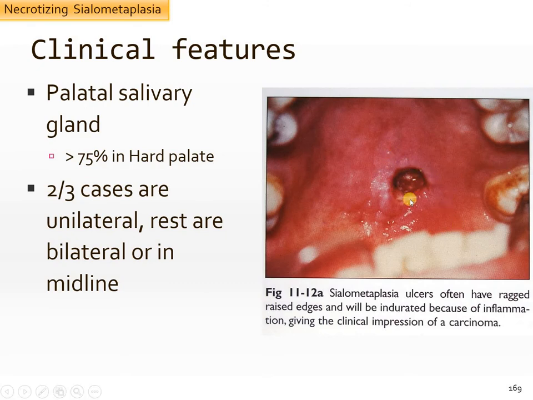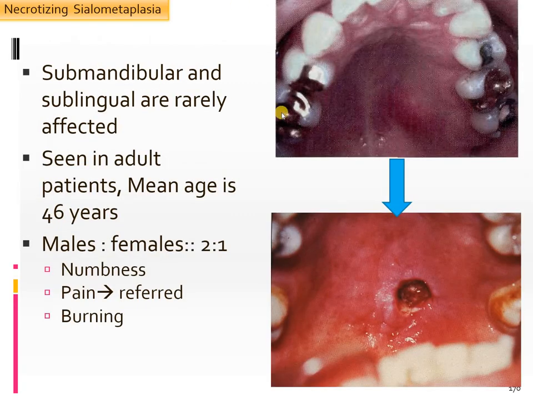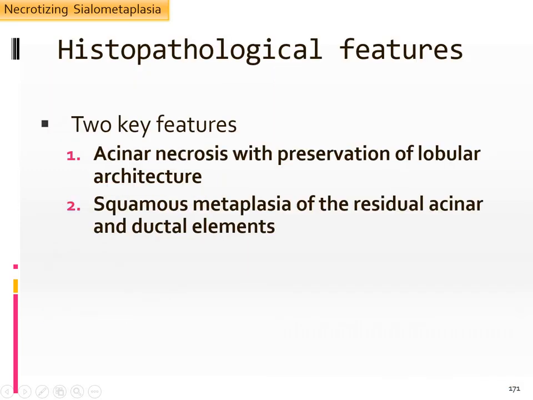Whatever be it, usually it occurs in the palate. 75% of the cases occur in the palate, and 2 to 3 cases are unilateral. Rest of them, that means 2 out of 3 cases, are seen on one side, but sometimes it may cross the midline. Usually seen as a swelling initially, then suddenly it will ulcerate. And the mean age of occurrence is around 40 to 50 years, and males are more likely. And it is associated for unknown reasons with smoking. There will be numbness and referred pain with burning sensation seen with necrotizing sialometaplasia.